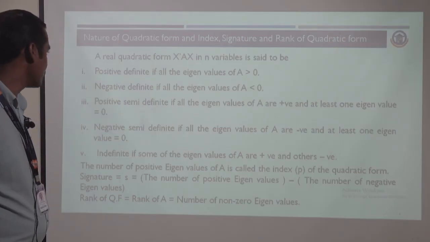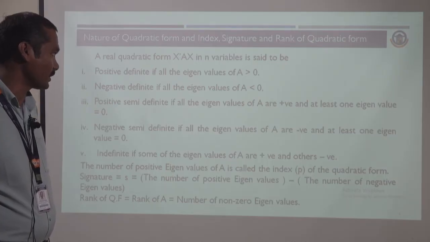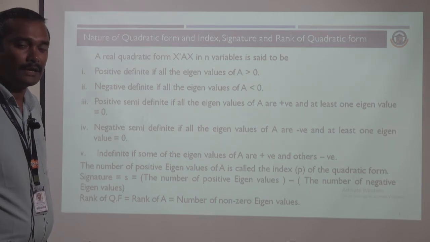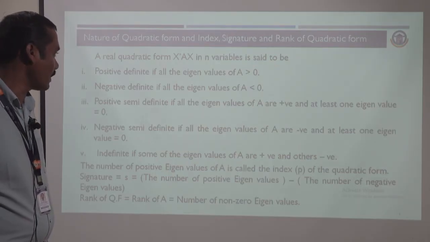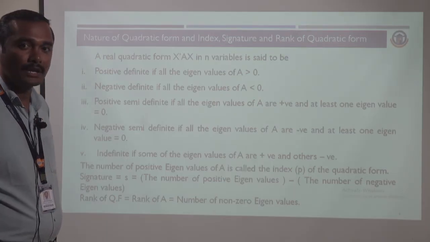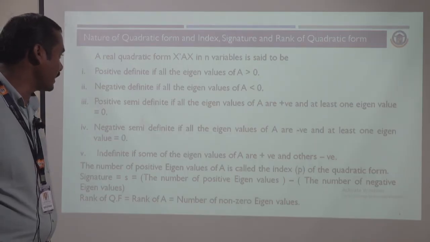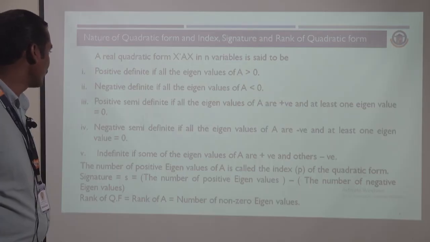The third classification is positive semi-definite. If all the eigenvalues of A are positive and at least one of them is equal to 0, then it is positive semi-definite. The next case is negative semi-definite. That means all the eigenvalues are negative and at least one of them is equal to 0, then it is negative semi-definite. The last case is indefinite. That means the eigenvalues of A are both positive and negative. So, these are the 5 different classifications of quadratic form.